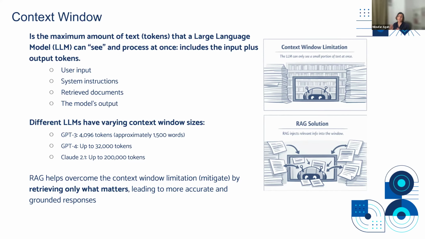RAG can help us overcome this context window limitation by putting all the external resources aside, retrieving the relevant ones, and injecting the most relevant pieces of information into the context window, into the prompt, behind the scenes. So overall, LLMs have two major weaknesses. One is that they rely on the information and data used for their training, and the other is the context window limitation. RAG is able to address these two weaknesses to some extent.